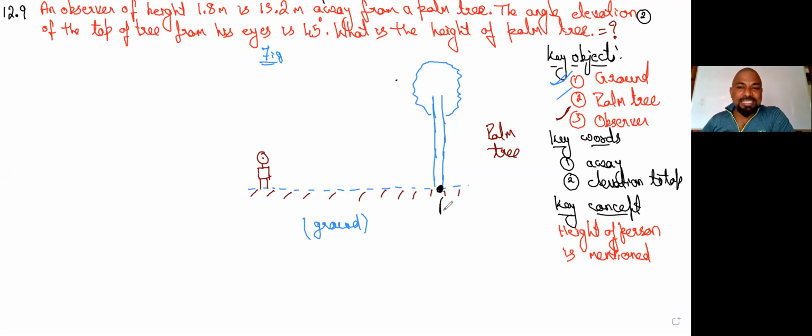Now let us take this point as A, and this point as B. So from A to B, it becomes the height of the tree. That is what we are supposed to find out. As we don't know the height, let us mention it as H. H is the thing we don't know.